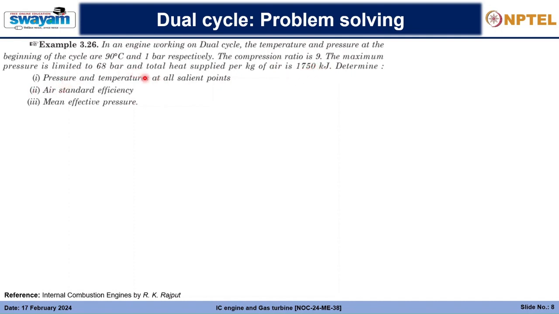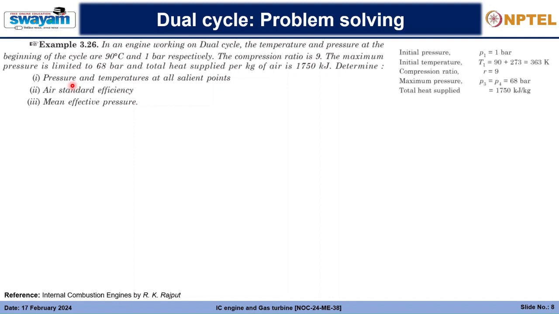And we need to find the pressure and temperatures at all salient points, air standard efficiency, and mean effective pressure. So we have already calculated the pressure and temperature, meaning the procedure for how to calculate the pressure and temperature at all points. But for the newcomers to this session, this would be a little bit beneficial. I will again repeat this.